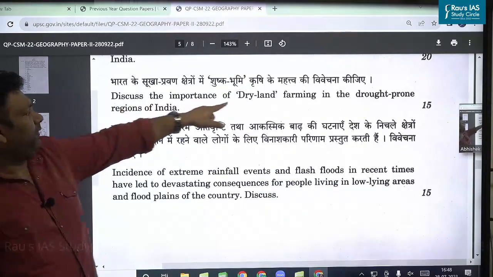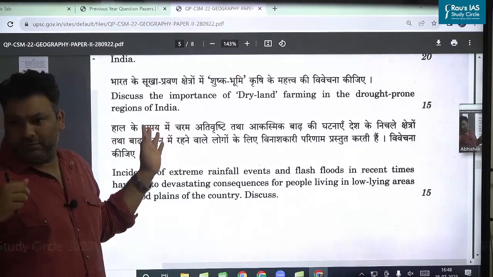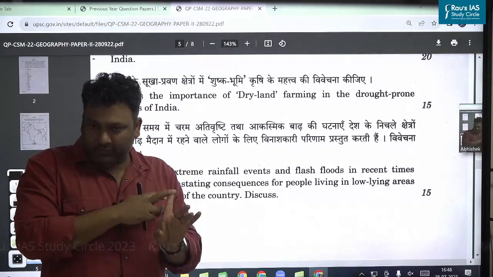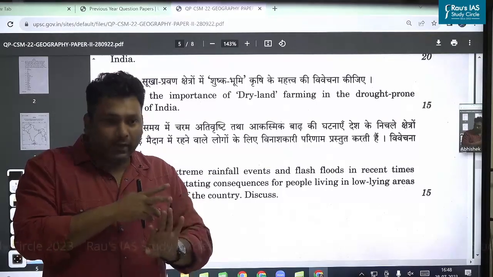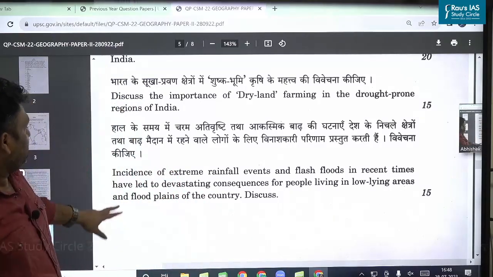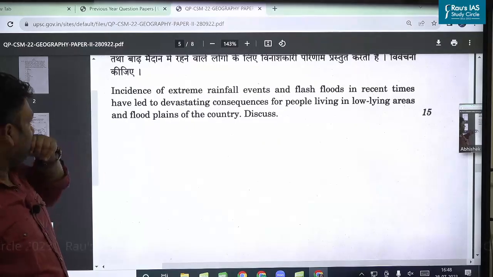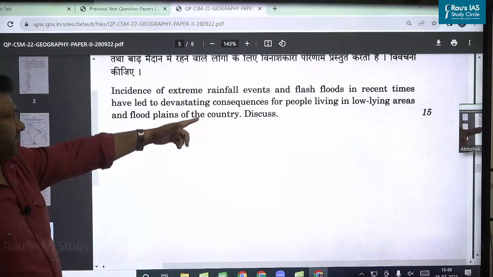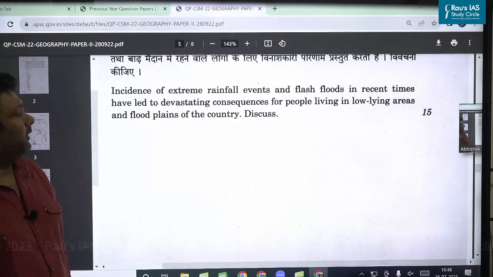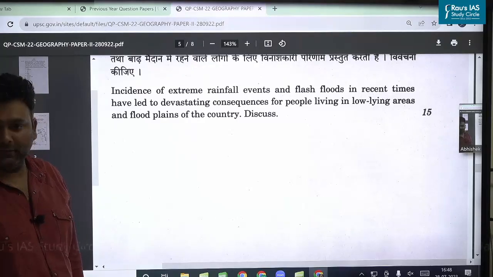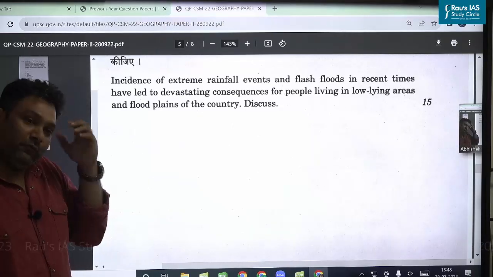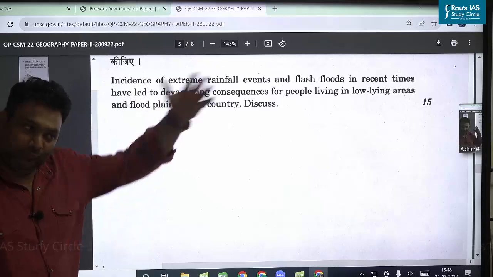Okay. Discuss the importance of dryland farming in the drought-prone regions of India. Dryland farming is all about what? Pulses, millets, oil seeds, right? Animal husbandry. We discussed this in red soil recently. Extreme rainfall, flash floods, devastating consequences. Again, negative or positive? Can you say the positive effects of flash floods? Can you write like that? So if you address the demand of the question, you don't have to think at all whether it is pro-government or.